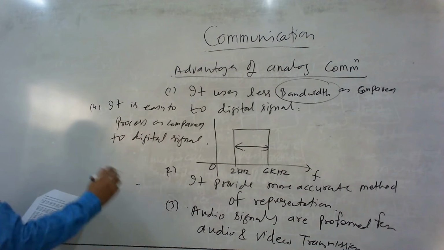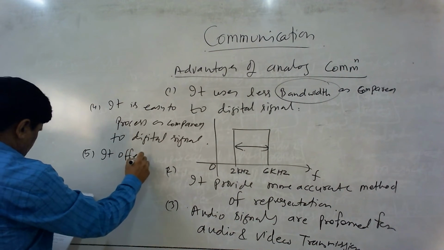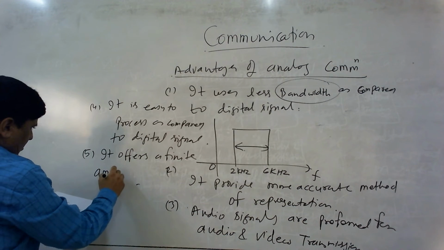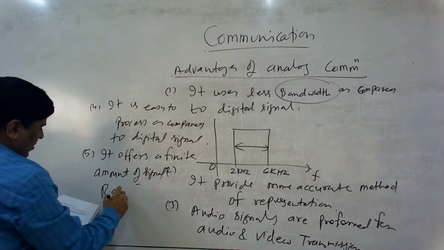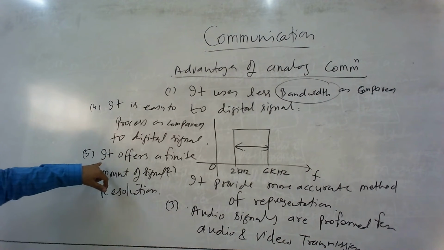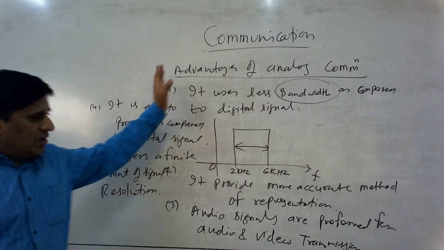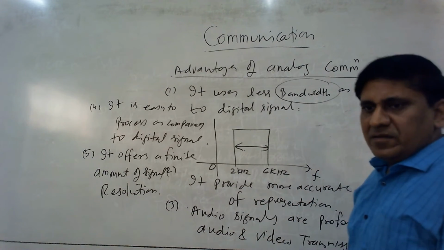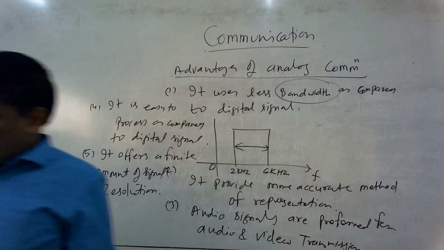Now the fifth advantage is it offers a finite amount of signal resolution. So the fifth advantage is it offers a finite amount of signal resolution. So these are the advantages of analog communication over the digital ones.